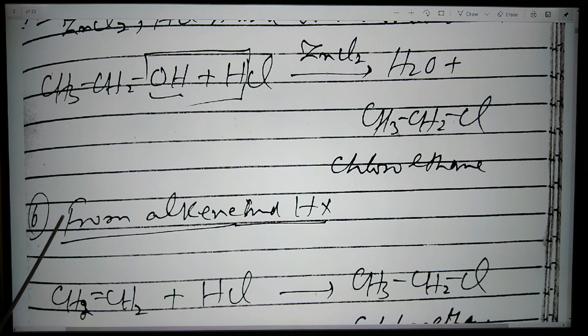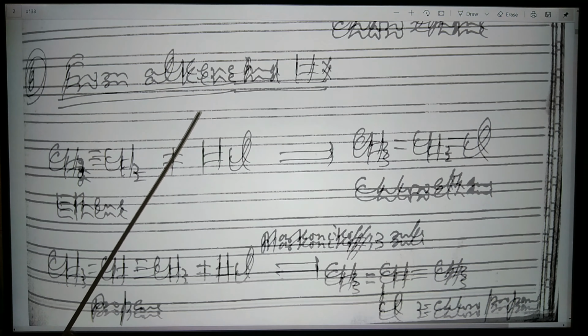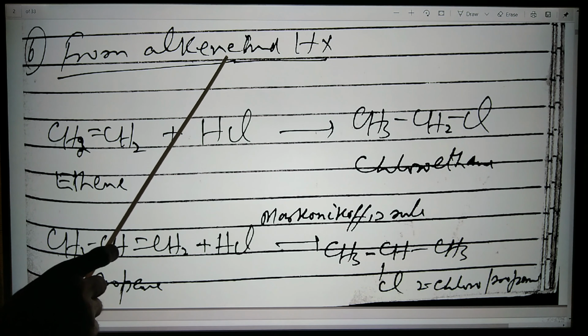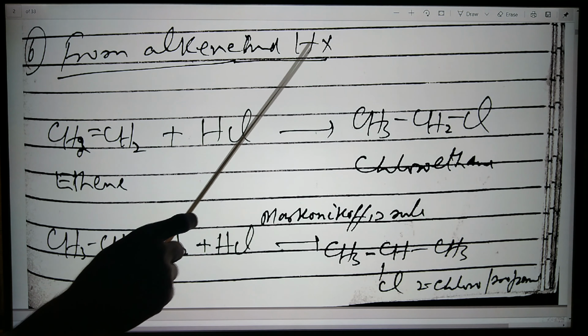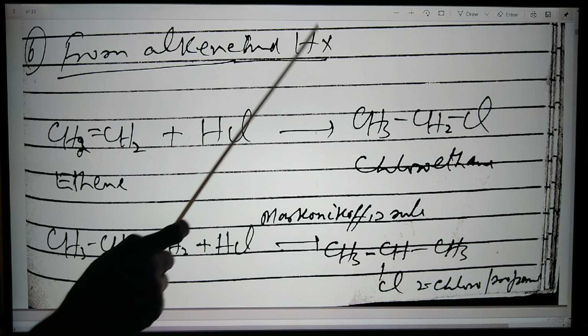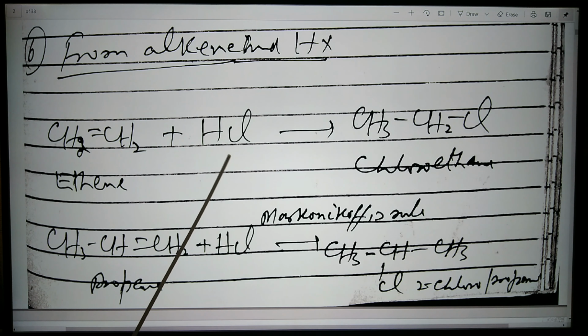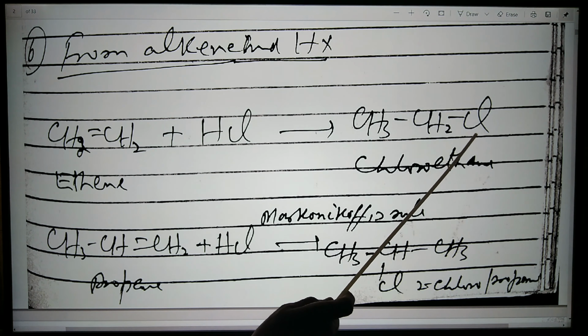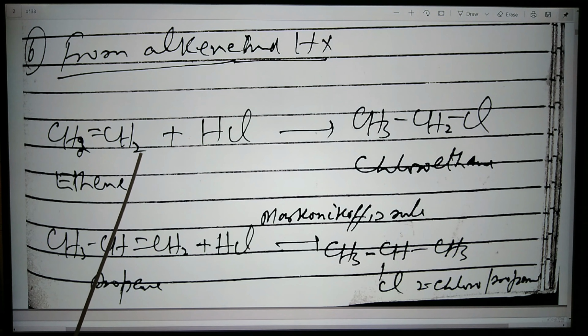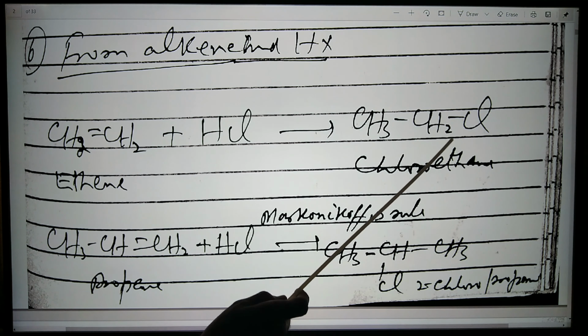Similarly, the sixth method is from alkene and HX. For example, if we take ethene plus HCl, you know that this is the addition reaction. We have already studied it in chapter number 16. So we will get CH3CH2Cl. Simply it is the addition reaction. So this is called chloroethane.